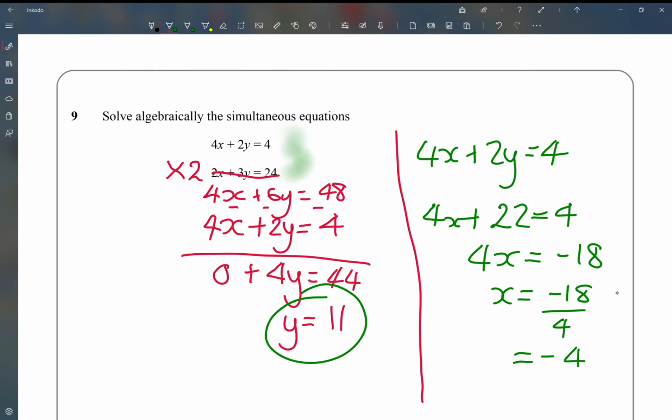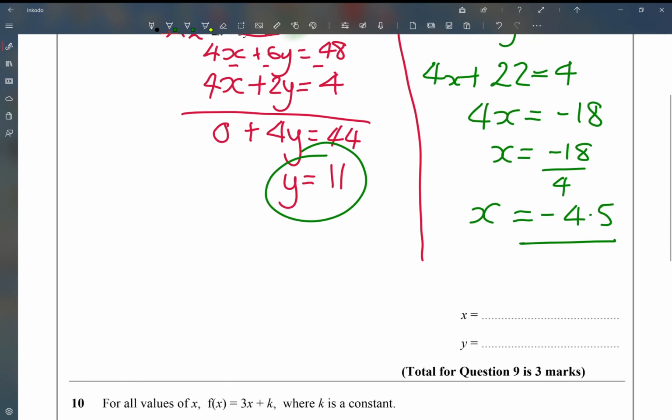minus 4.5. If you're not sure about doing that in your head, you could turn it into a mixed fraction. So 4 4s are 16, and then you're left with 2 over 4. So 4 and then 2 over 4, 4.5, and then convert it into decimals. You can keep it as 4.5, which would also be acceptable. So then you just input the answers into the boxes, and that should be okay. Thank you.